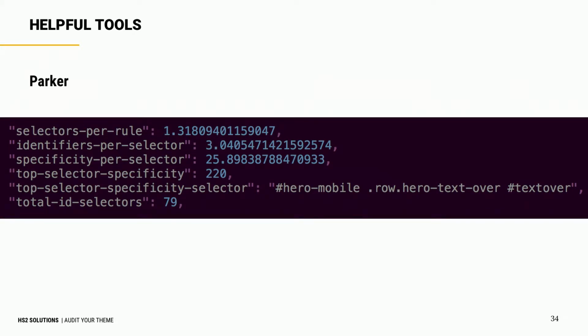Next, your identifiers per selector should be between 1 and 2. Anything higher than 2 means that we're being too specific with that CSS rule and therefore limiting our ability to reuse the styles. Remember, identifiers are not IDs. It's the measure of the parts of the selector.